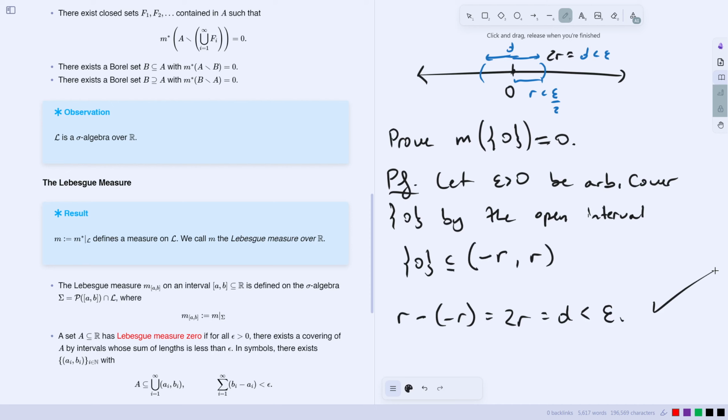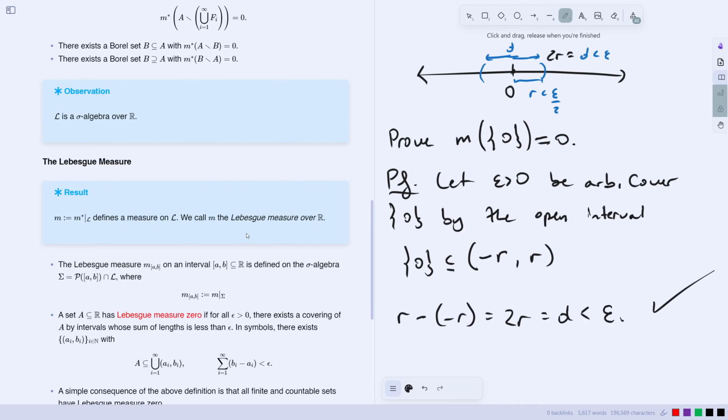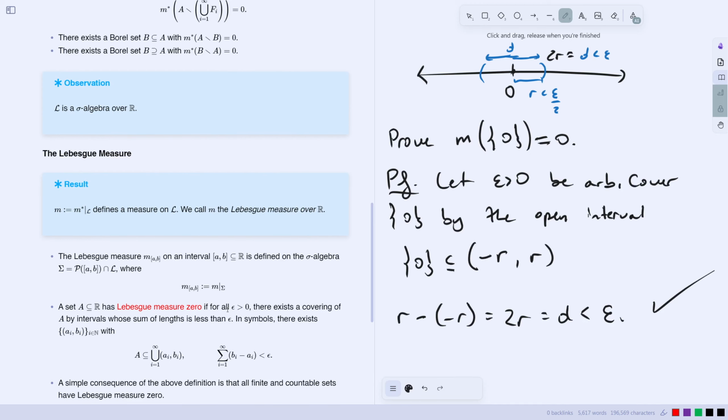So a point has measure 0, as you'd expect. What's also important to keep in mind, and I'll let you prove this as an exercise if you're new to measure theory, is that all finite and countable subsets of the real line have Lebesgue measure 0. So the natural numbers have Lebesgue measure 0.